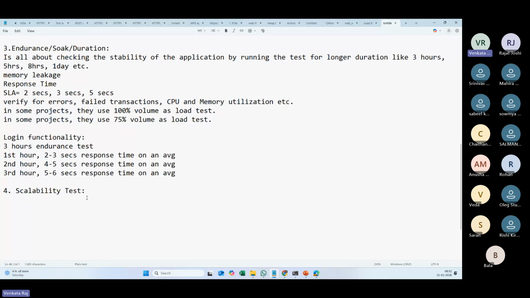So the client mentioned this point clearly. Users might go up to 400% in the next 3 months. That's the same statement he used. So the users might go up to 400% in the next 3 months is what they stated. Now, what do we have to do as a performance tester?